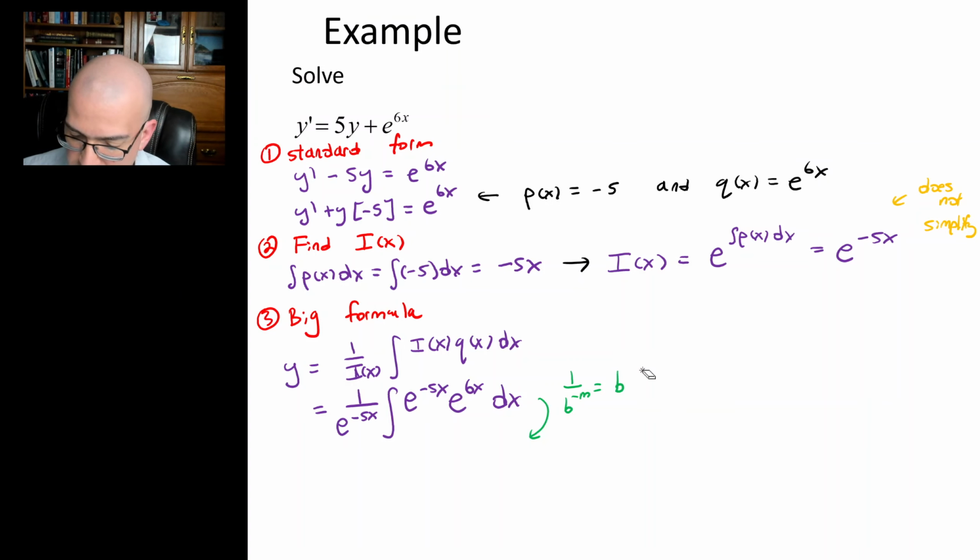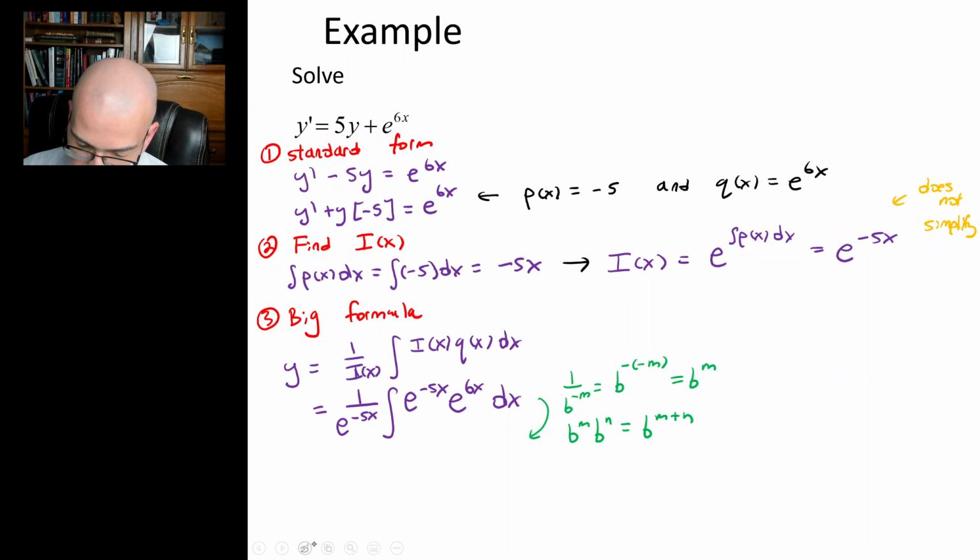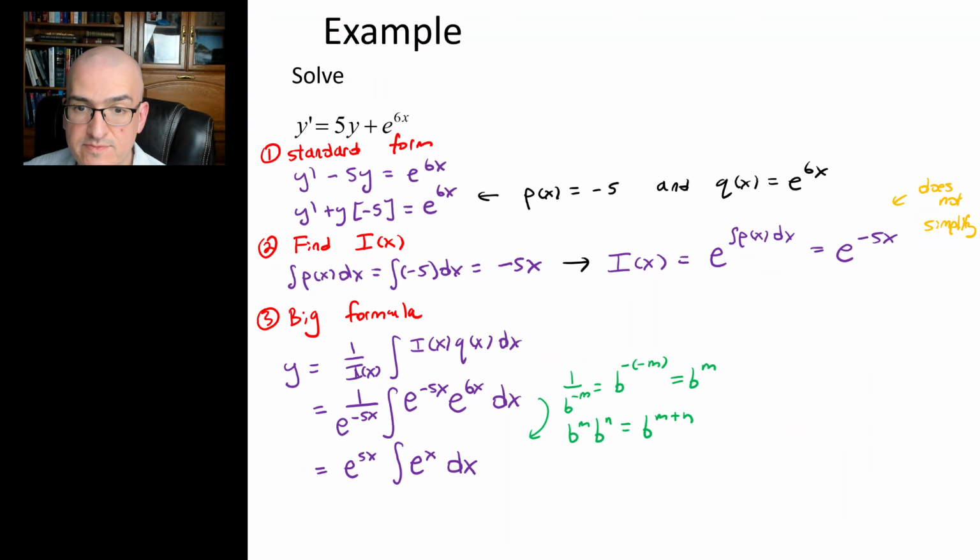Well, if you want, you can write it this way: b to the negative m, which is 1 over b to the positive m. So we can bring that up as an e to the 5x on top. And we're also going to use the fact that b to the m times b to the n is b to the m plus n. We're going to use that inside the integral. So this is e to the 5x times the integral of e to the x dx. Negative 5x plus 6x is 1x.